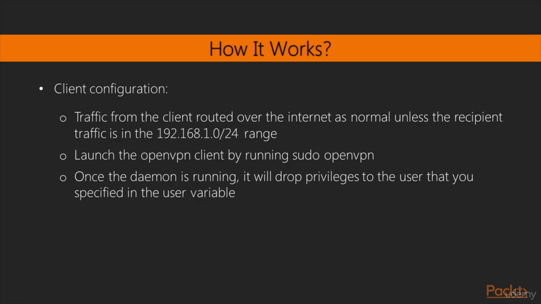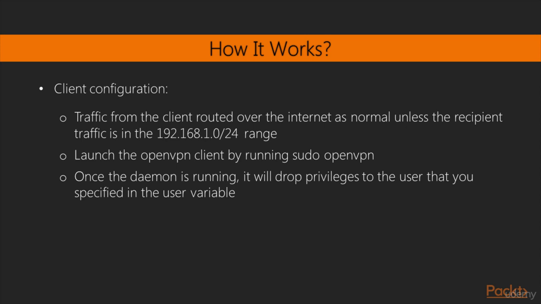Traffic from the client in this case will be routed over the internet as normal, unless the recipient traffic is in the 192.168.1.0/24 range, in which case OpenVPN will tunnel the traffic.